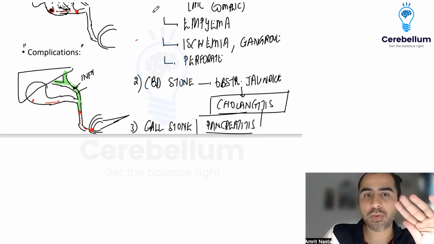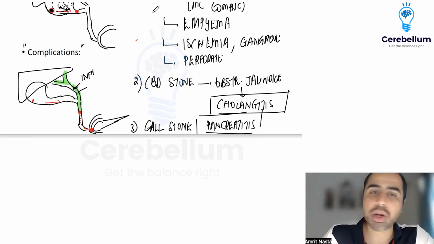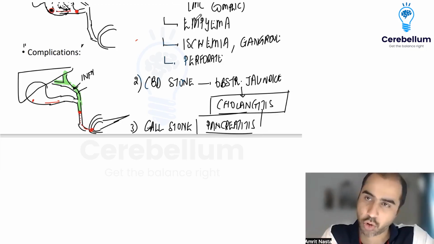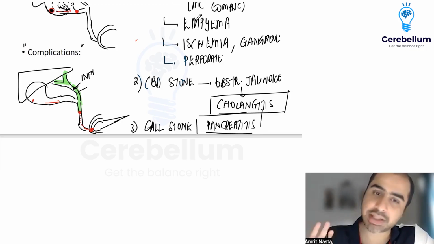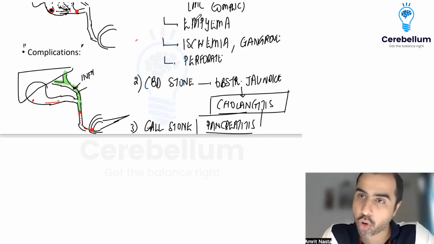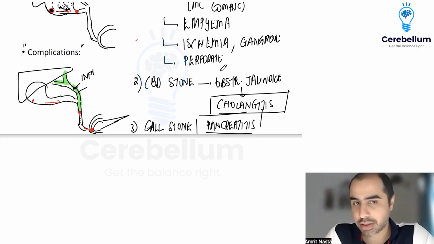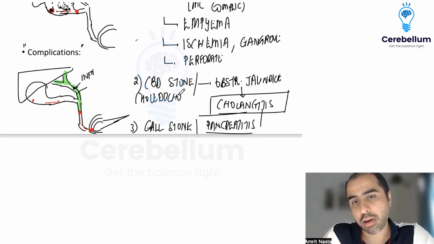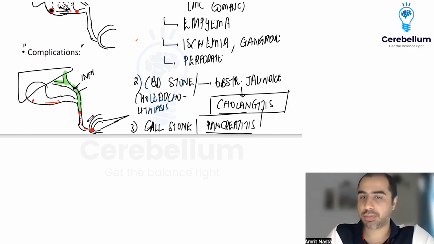Cystic duct stone will not be called acute choledocholithiasis. No, it is called acute cholecystitis. Gallbladder and cystic duct is cholecyst. Choledocho is common bile duct. This is choledocho, CBD stone. This is called choledocholithiasis. Chole means bile. Docho means duct. Choledocholithiasis means common bile duct stone.